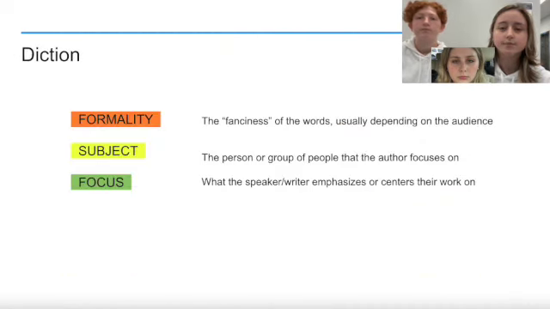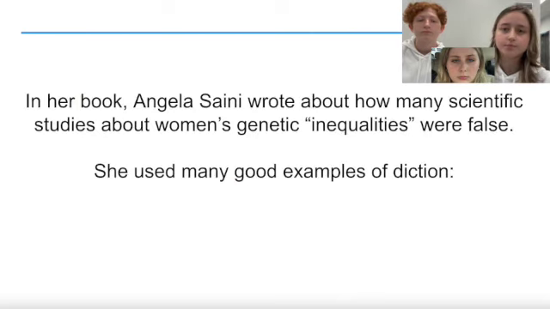There are three main parts of diction that we will be focusing on today: formality, subject, and focus. Formality is the fanciness of the words, usually depending on the audience. Subject is the person or group of people that the author focuses on. Focus is what the speaker or writer emphasizes or centers their work on.